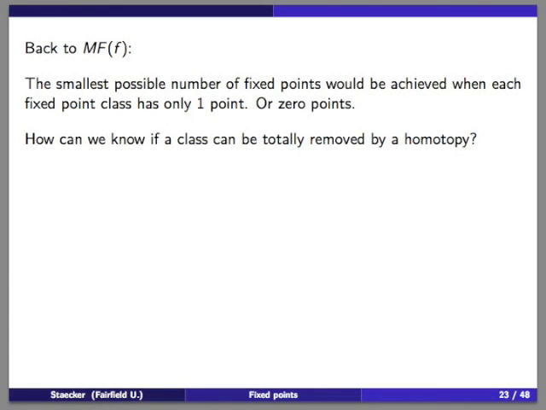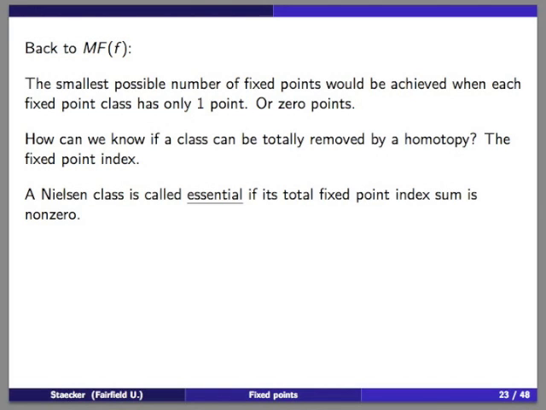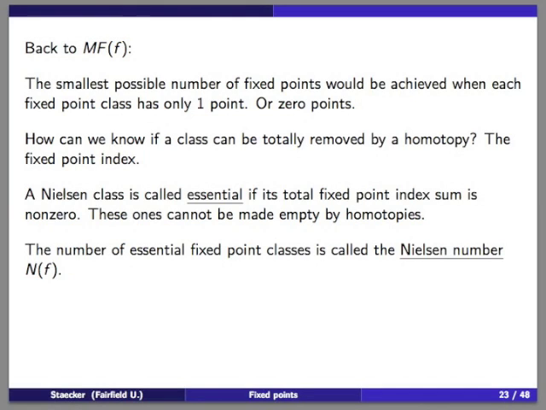So let's talk about how do you know if a class can be totally removed by a homotopy? You can use the fixed point index, right? That's because if the index is not 0, then you cannot remove all the fixed points by a homotopy, because the index is preserved by a homotopy, and it would be 0 if your set became the empty set. So for this reason, we call a Nielsen class essential if its total fixed point index sum is non-zero. These are the ones which cannot be made empty by a homotopy. If you actually made it empty, then the index would become 0, but the index is supposed to be a homotopy invariant.